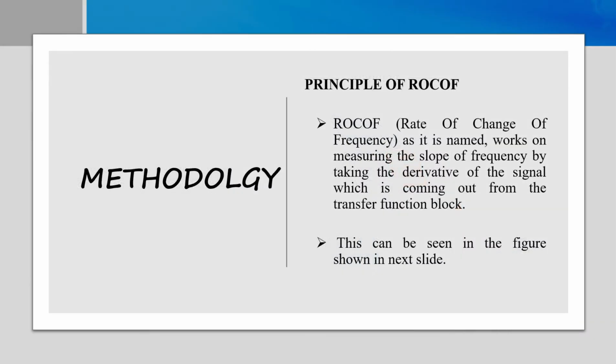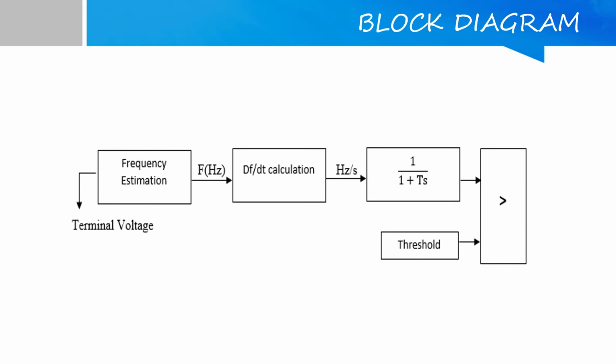Rate of change of frequency works on the slope by taking the derivative of the frequency, and it can detect small power imbalances quickly. The model of the relay is based on four main blocks, and it depends on these block parameters. The first block is frequency estimation. The input of this block is a voltage waveform, which is obtained at the PCC, the point of common coupling. This is the point where the main grid is connected with the distributed generator.